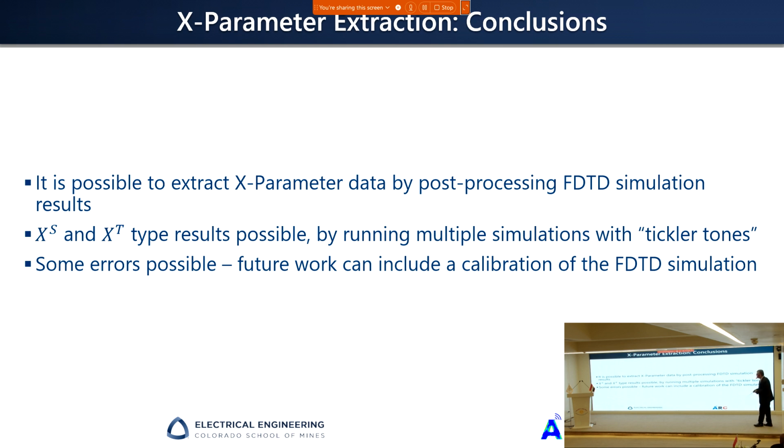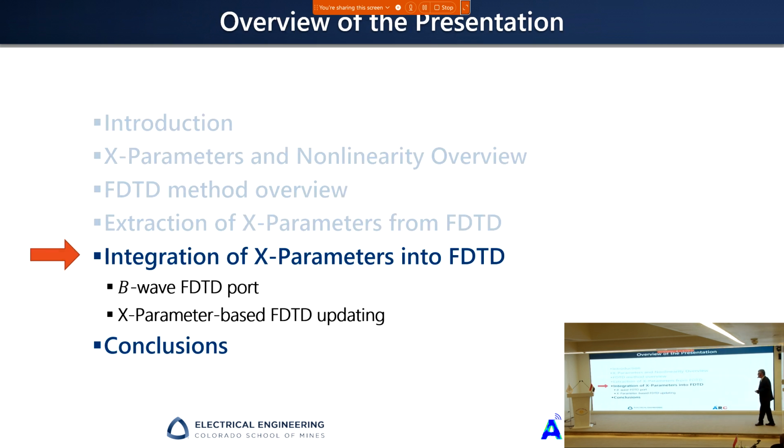Okay, so I showed you something for the large scale experimenter. We can also extract the small scale or the small signal experimenter if we basically repeat the simulation many times with multiple small signals coming into the device. Okay, now how do I integrate this black box into the finite difference time domain for a completely different simulation?